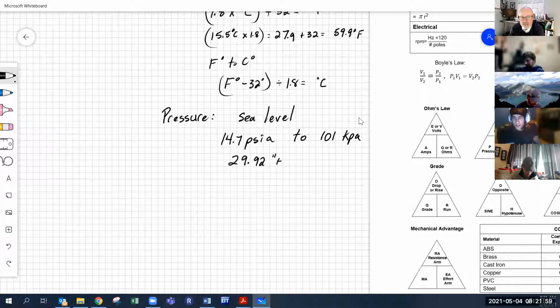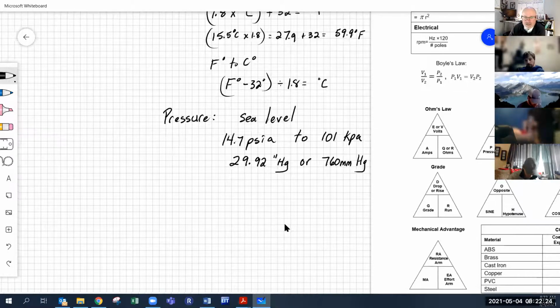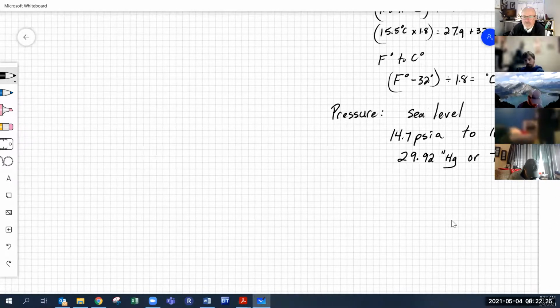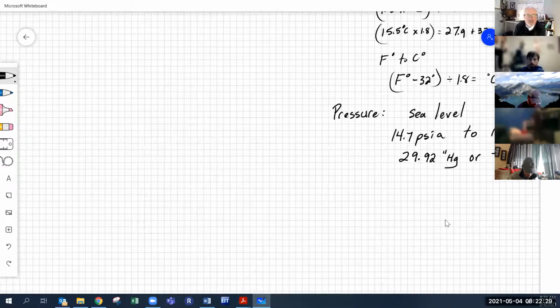So we also have 29.92 inches of mercury is considered to be standard pressure, or 760 millimeters of mercury. Now, Hg is the chemical symbol for mercury. Now, do we know how these numbers came into effect? Well, let me just explain a little bit.